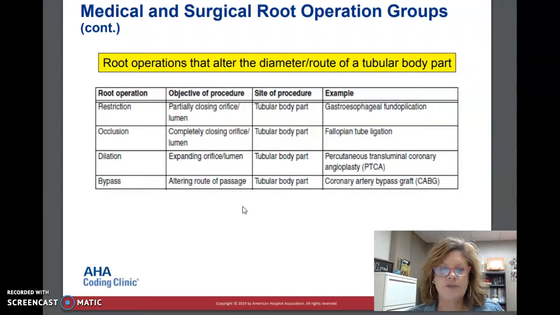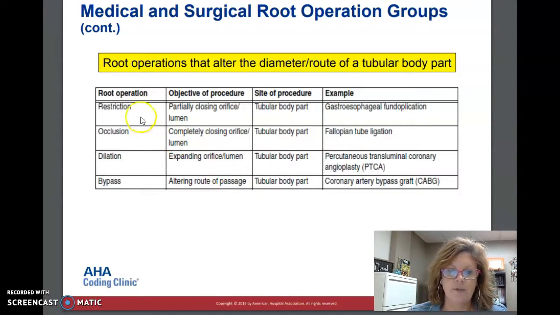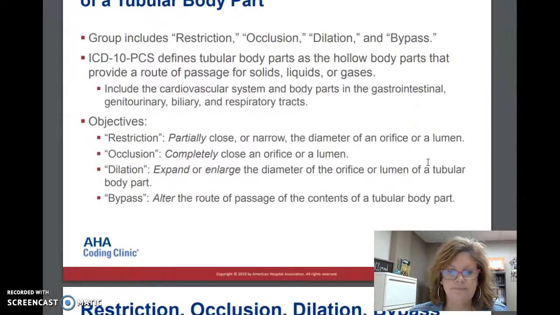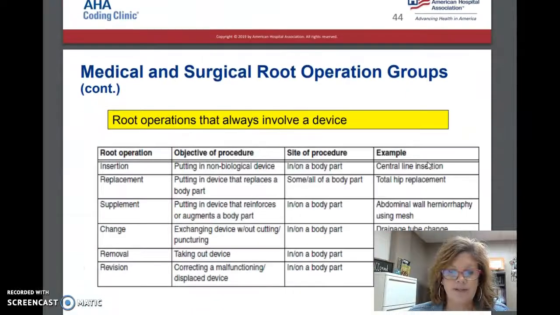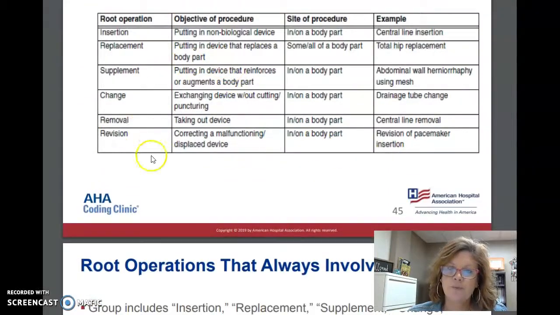When we get into approaches and that, those can be a little bit more difficult. Again, we have these here. They give you examples: bypass, a CABG; dilation, that's a PTCA, where they put the balloon into the artery and pump it out for the blockage; occlusion, fallopian tube ligation; restriction, gastroesophageal fundoplication. So going through this, we have lots of roots, and we're still dealing with medical and surgery.